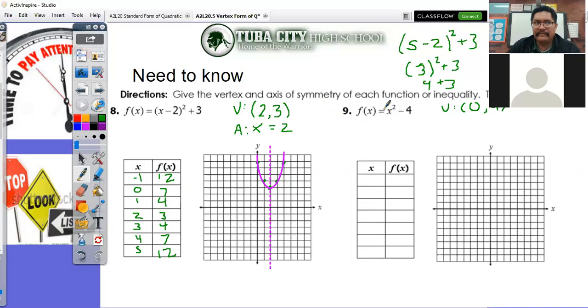Just like with all the other things we've been doing, when you have a formula and one of the numbers is missing, then it's going to be 0. So there's nothing there in this case. So 0, 4. Well, that makes it kind of easy. So 0, 4. And axis of symmetry is the x value. So in this case, x equals 0.